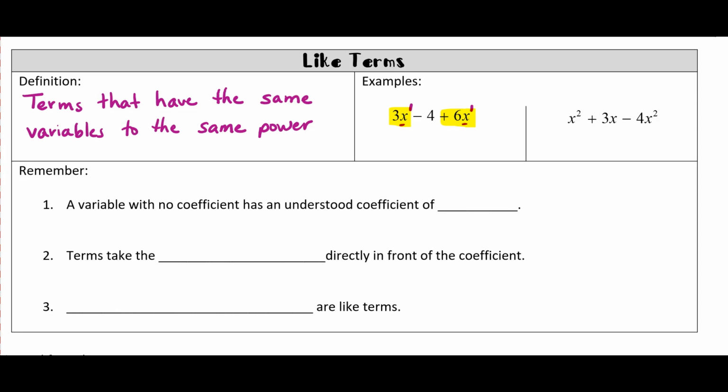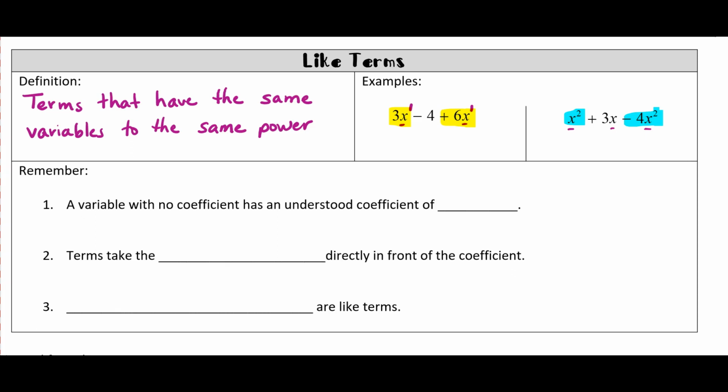Now in the second example, x squared plus 3x minus 4x squared, while all three terms have an x as a variable, the first and the third term both have a power of 2, which means x squared and negative 4x squared are like terms. 3x is not a like term.